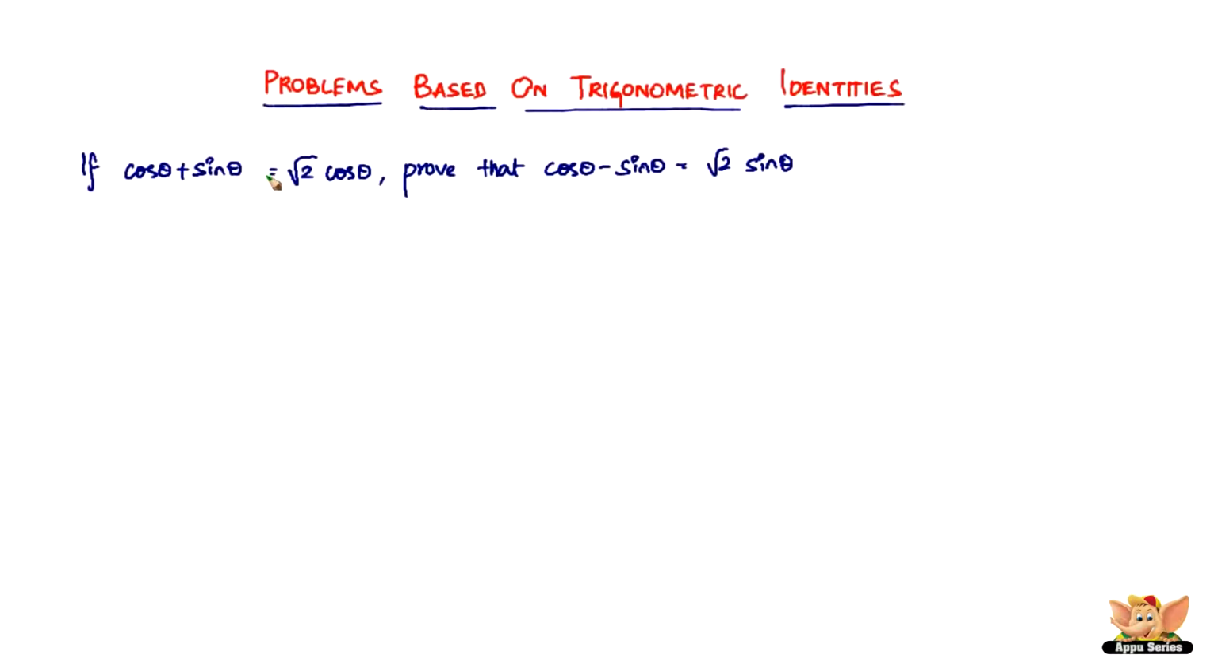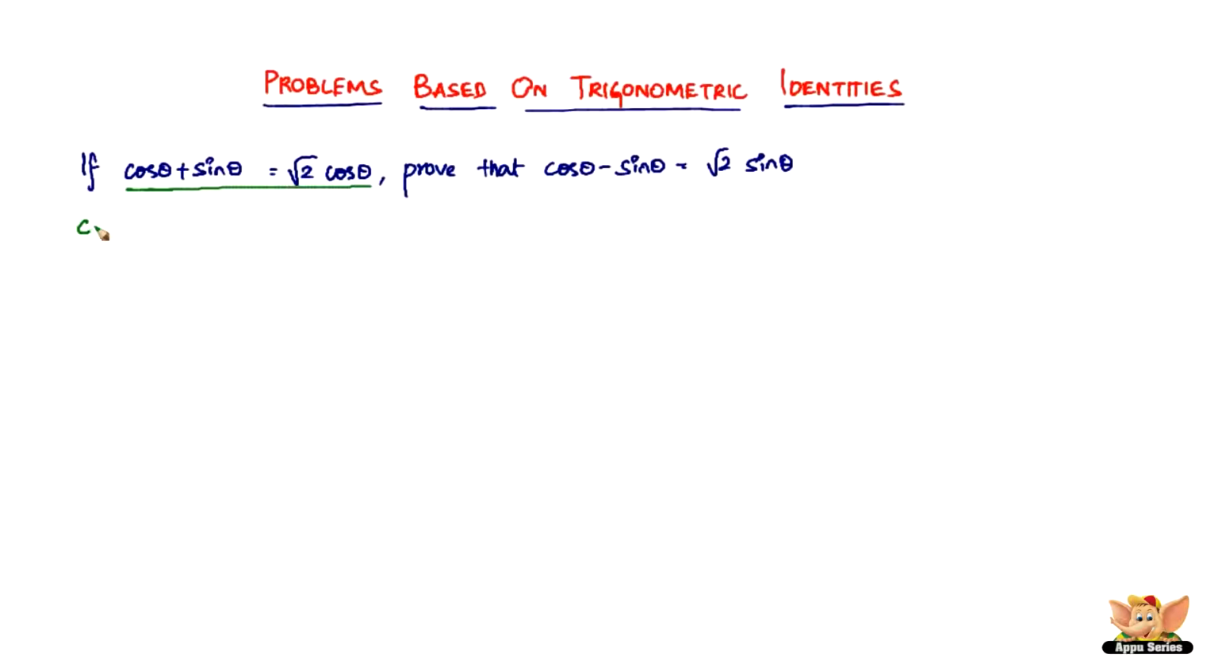Cos theta plus sin theta, if it is equal to root 2 cos theta, then prove that cos theta minus sin theta equals root 2 sin theta. If it is plus here, it is root 2 cos theta. If it is negative here, it becomes root 2 sin theta. That's what they're trying to show you. That's the only difference. But how? We need to prove that now. All right, so let's start off with this.